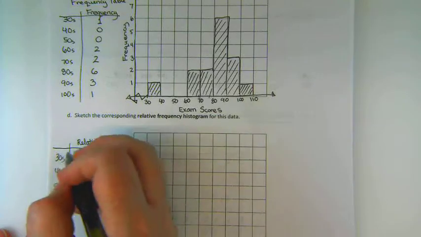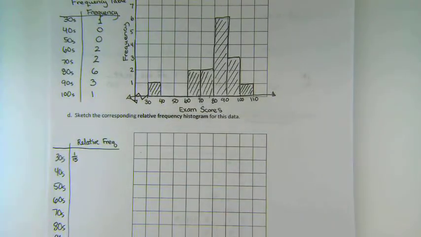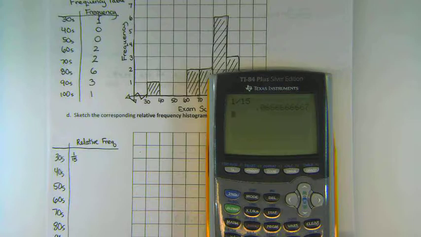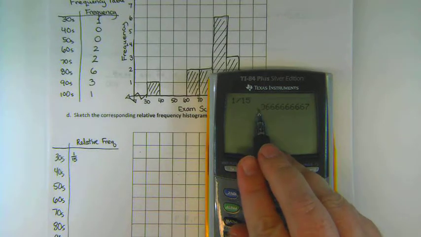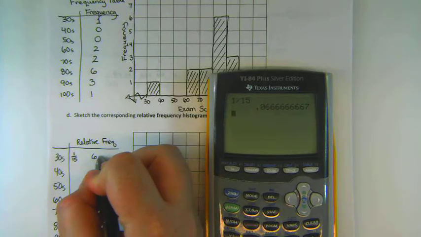So like for the 30s, that was 1 out of 15 values. And what we want to do is create a percentage with that fraction. So we take our 1 out of 15, which will give us a percentage of, let's say, 6.67%.